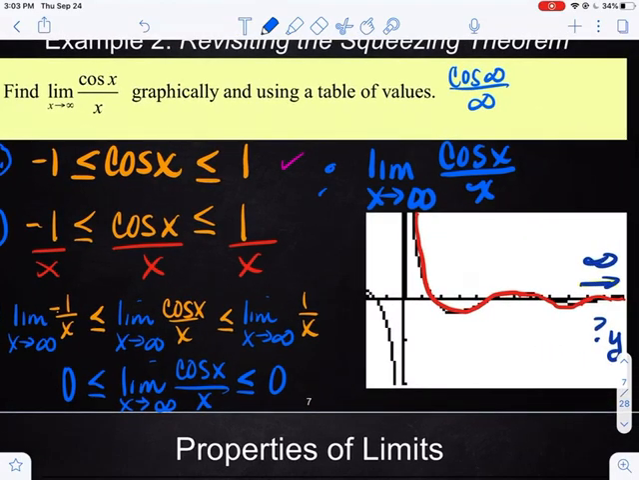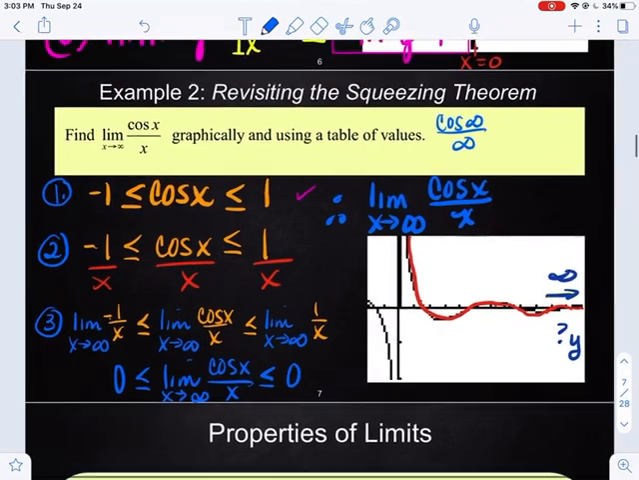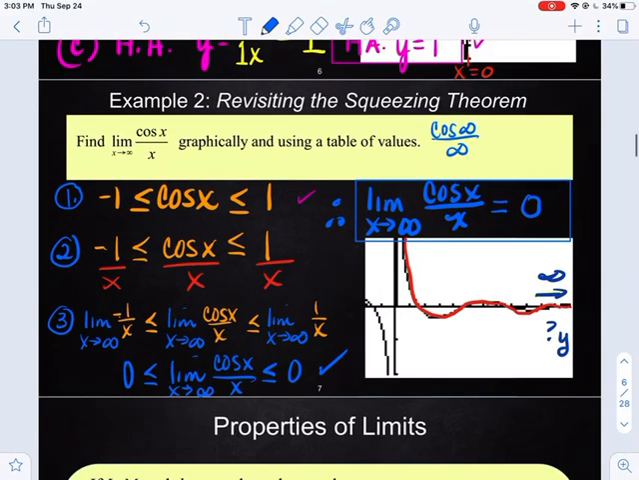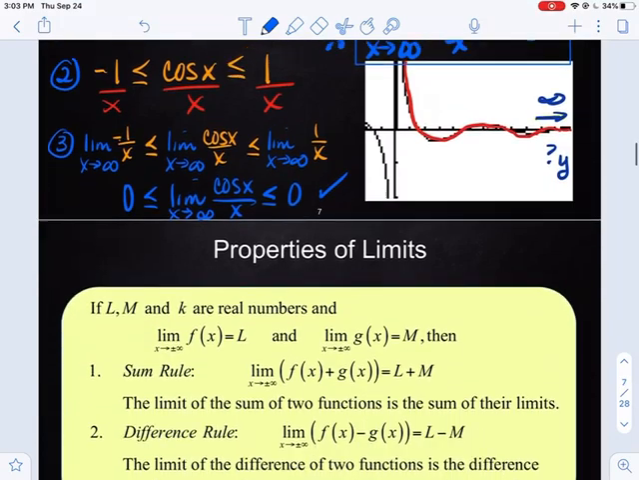Therefore, we can conclude that the limit as x approaches infinity of cosine x over x is equal to 0 by the squeezing theorem. I have sandwiched my limit between two known limits, the limit of 1 over x on the right and the limit of negative 1 over x on the left. Okay, so there it is for that one.